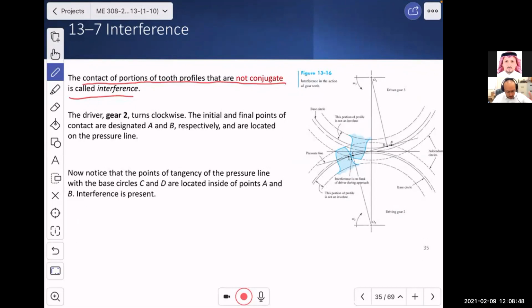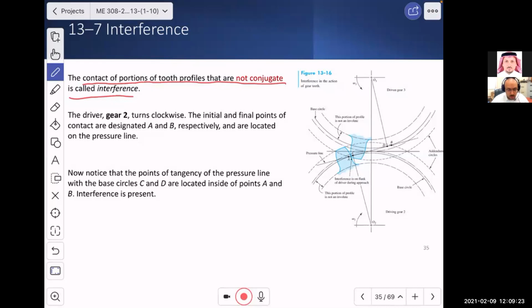What does this mean? First of all, this is scary because whenever you tell me not conjugate, what do you mean? We've been working so hard to make this nice, fancy, amazing involute profile, and we claim that we achieved something really, really interesting by having that involute, and we thought this is amazing, securing a constant angular velocity ratio and so on. So how come we don't have that?